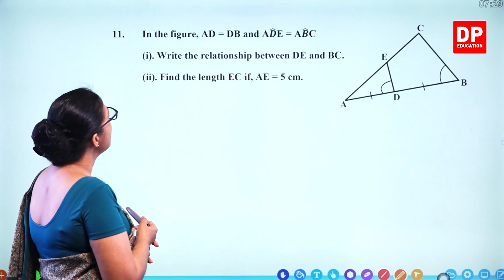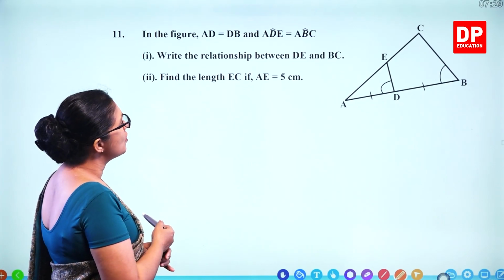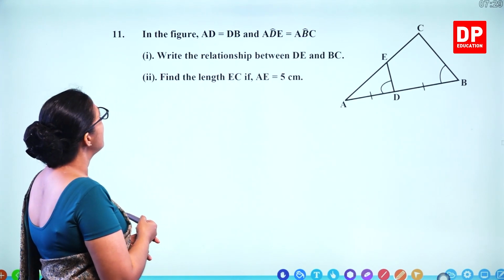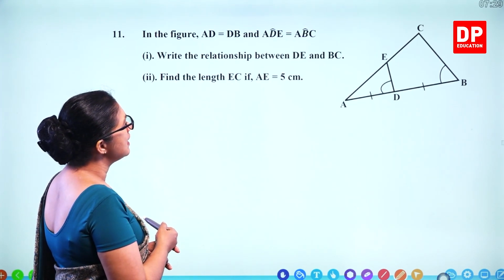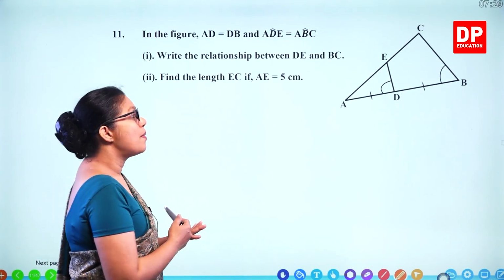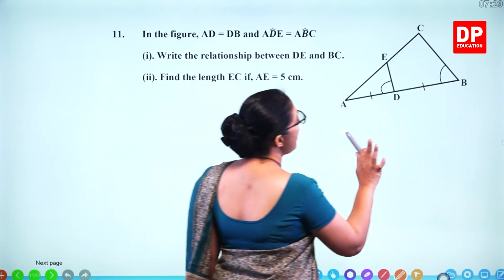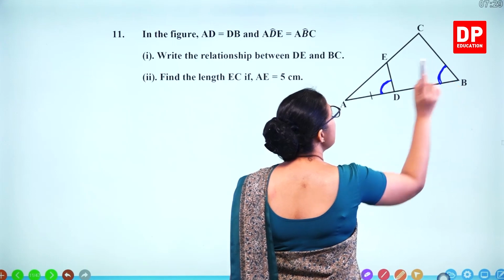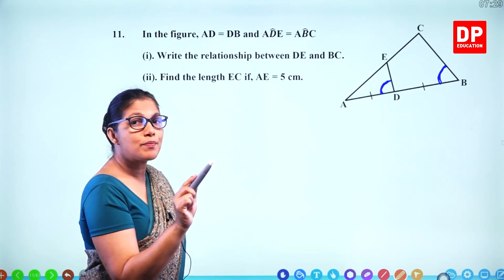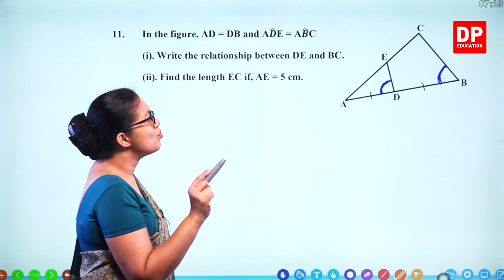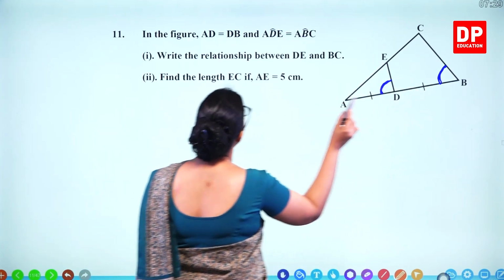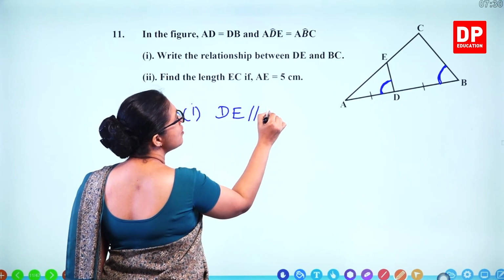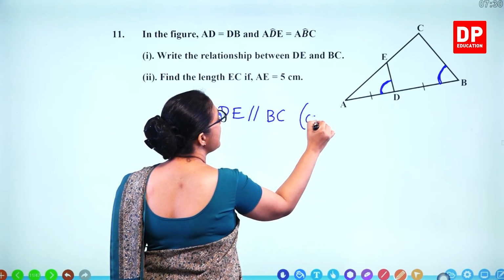Question number 11. In the figure, AD is equal to DB. Angle ADE is equal to angle ABC. Write the relationship between DE and BC. The picture is not drawn accurately, but if the two of these angles are equal, that means corresponding angles are equal. The two lines should be parallel. So here, first one, DE is parallel to BC, corresponding angles.